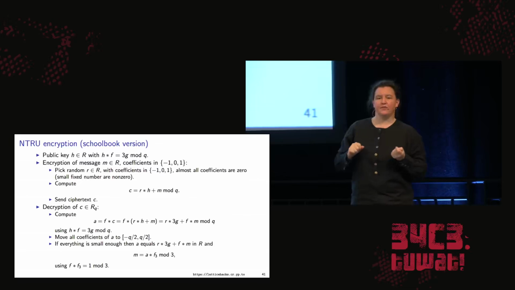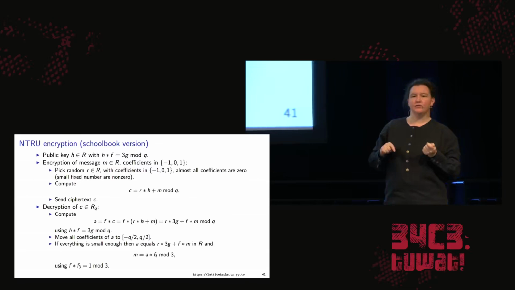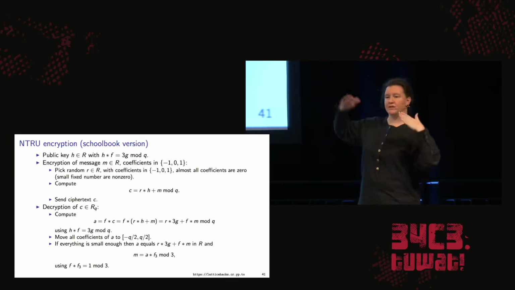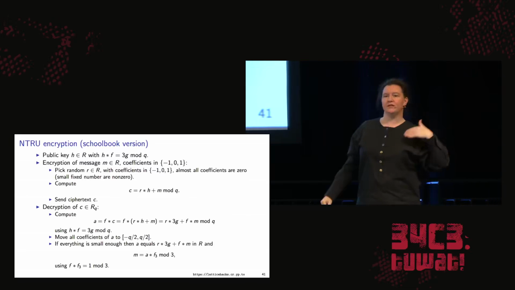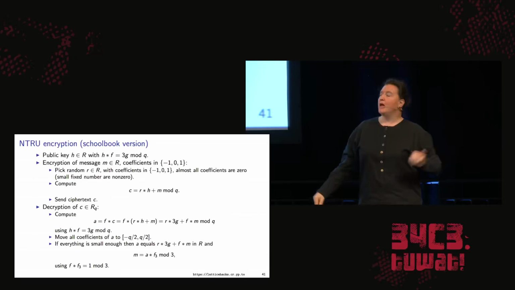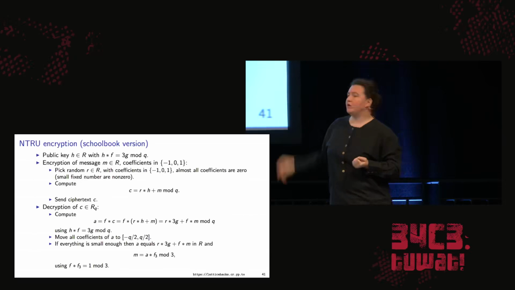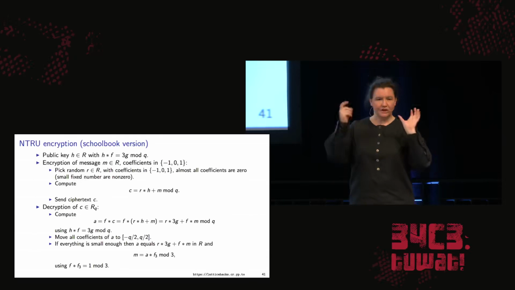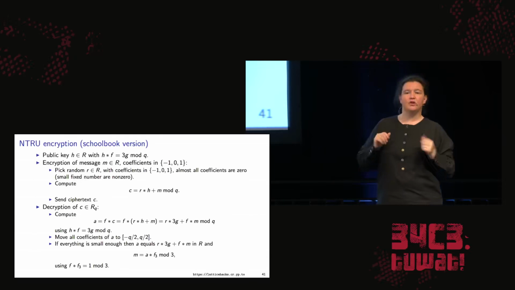There are a few technicalities I've been kind of glancing over. I need to reduce mod Q every once in a while, partially because else you would see some growth, so that's the important part in the encryption function. And then down here in the decryption function, I need to first reduce mod Q, because else this relation, this H times F is 3G, only works mod Q.